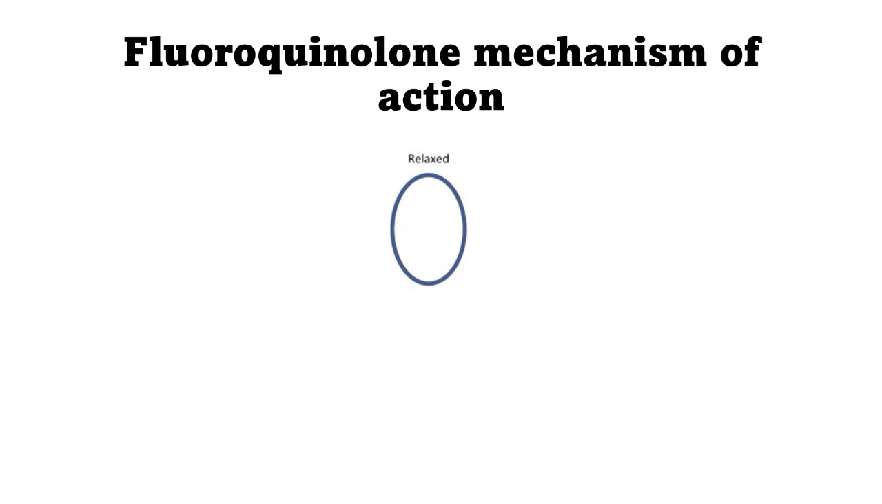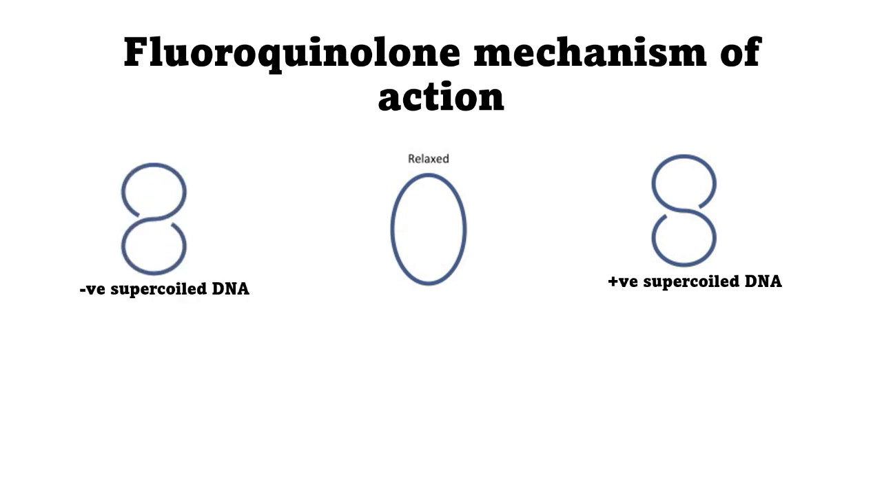Now this form is not always okay to be stored in the cell, so this relaxed form is converted to a supercoiled state. There are two kinds of supercoil: one is the positive supercoil, interwound on itself, and the other is a negative supercoil. You can see the way we draw the figure 8, we have a positive and a negative supercoil.